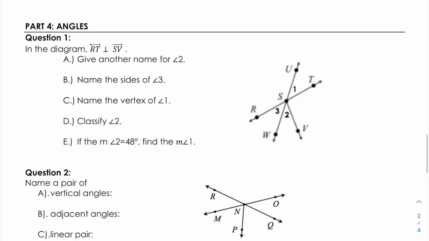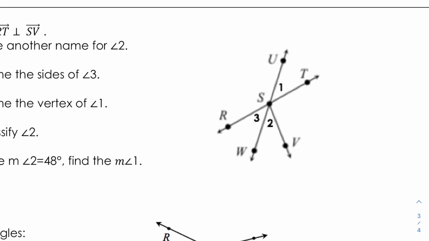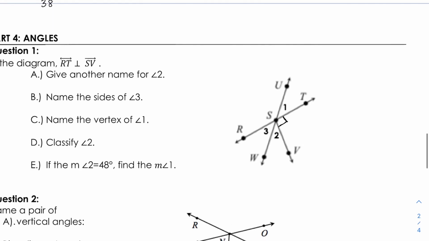All right, part 4 is angles. In the diagram, RT is perpendicular to SV. I'm going to go ahead and draw that in. I'm going to say this is my right angle right here. Another name for angle 2, you could give me two names. You could say angle WSV, or you could say angle VSW.